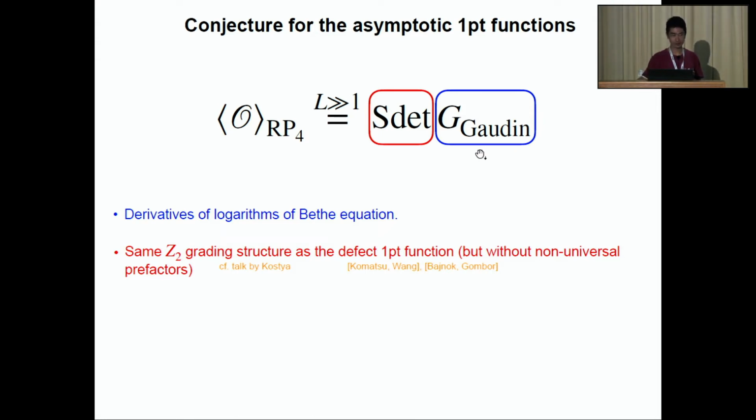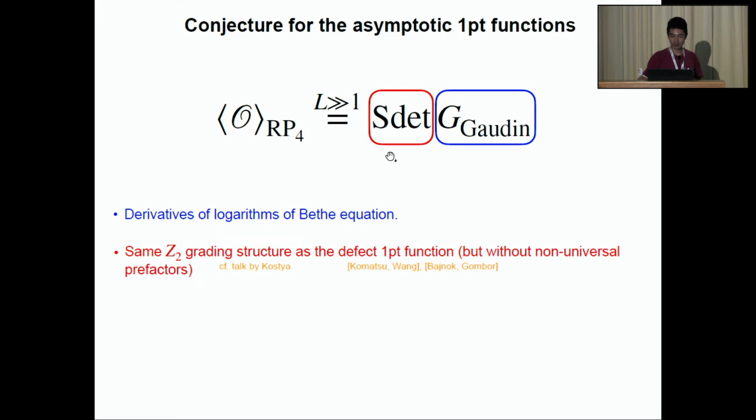Let me explain for those who are not familiar with this expression. This G is given by derivatives of the logarithm of the Bethe equation, and is often called the Gaudin matrix. Then this S determinant is defined by the Z2 grading structure, and this Z2 grading structure is dictated by the problem you study. Here we are taking the same Z2 grading structure as the defect one-point function because the symmetry structure is the same. But importantly, as I said, we expect we don't have any non-universal prefactors.